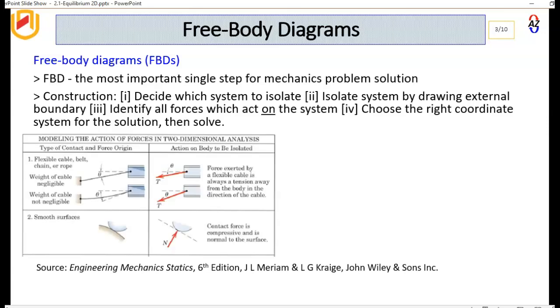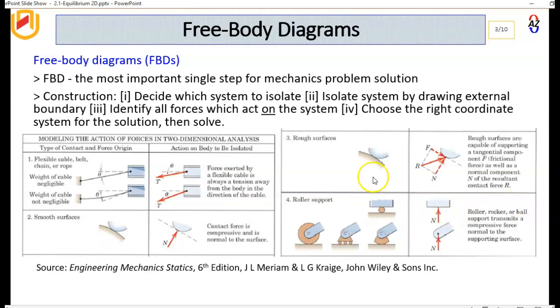Let's look at the various types of forcing systems and how to draw the free body diagram. If it's a flexible cable, belt, chain, or rope, and the weight of the cable is negligible, then you just draw a line in the line of action of the cable. If the weight of the cable is not negligible and is sagging like a catenary, then you draw a line that is tangent to the catenary. If it's a smooth surface, you just draw a normal force without friction.